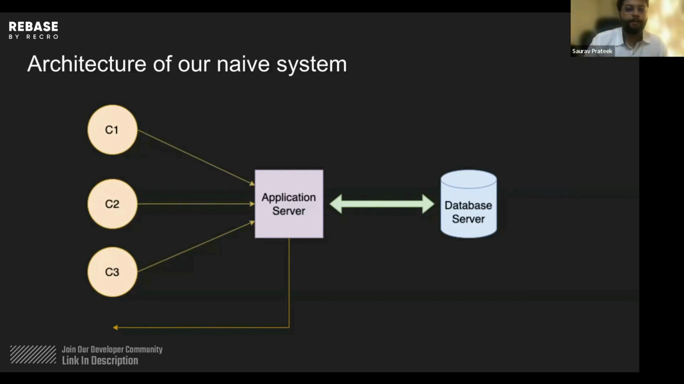So what is happening here is that the architecture is taking some client requests. The clients send their request to the application server, and then the application server communicates with the database server, and after that it processes the response and returns it to the client.